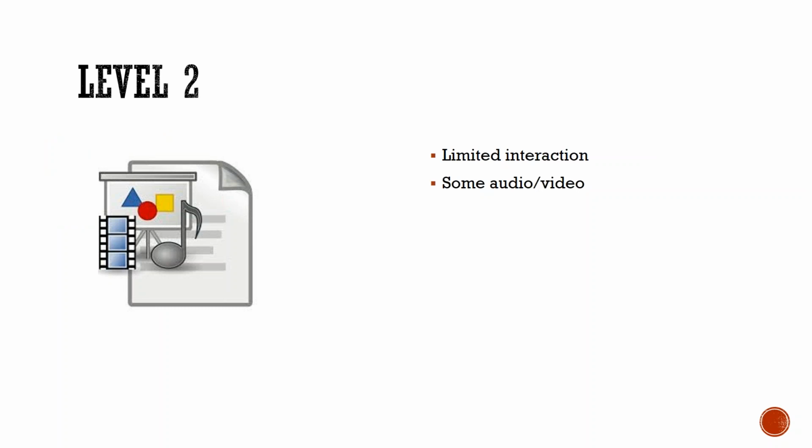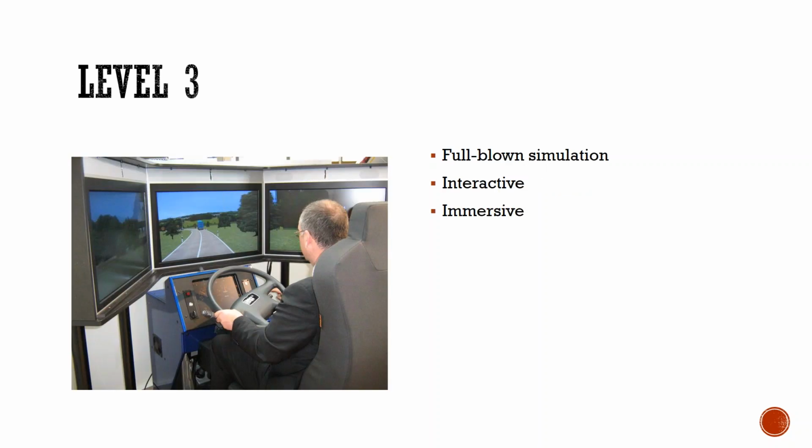Level 2, and again, I'm borrowing from the Chapman Alliance, is those page turners that may have limited interaction, including knowledge checks or other small exercises. They definitely have images. The images are a little bit better, and they have some audio and video potentially in them. These, of course, as we think about it, take a little bit more development time to create.